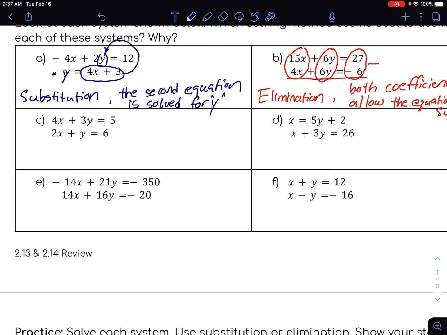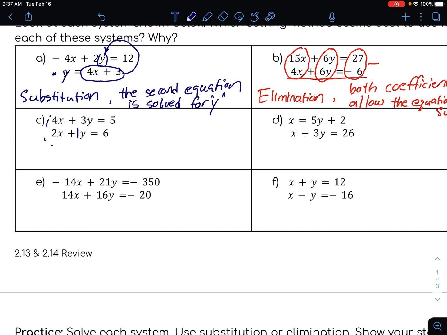All right, and C. All right, so this one is not solved for y. We don't have y by itself. When it's not solved for x, we don't have x by itself. And we don't have the same coefficients in front of either the x or the y, like 4x and 2x. We don't have the same number there. 3y and 1y, we don't have the same number there either. So this one's kind of in between. It's kind of like, all right, what would you choose?